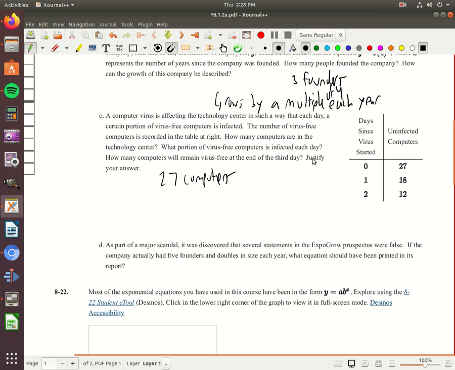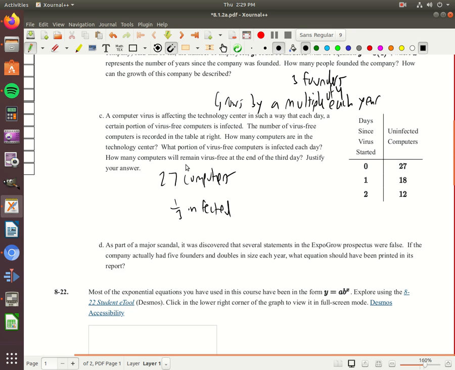It says, what portion of the virus-free computers is affected each day? Well, this is the uninfected computers, so this is kind of actually asking the opposite. So it looks like a third are getting infected, right? If 2/3 remain uninfected, then 1/3 get infected.